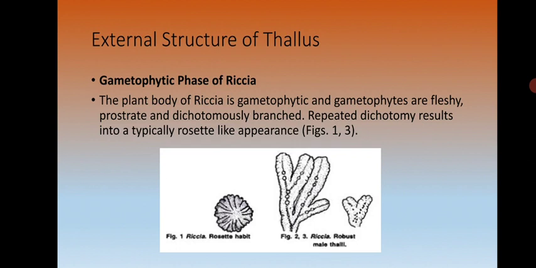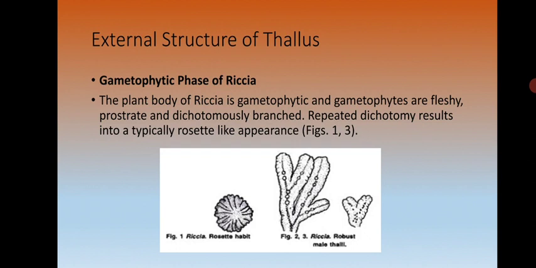There is a depression in the apical portion. It forms a notch where the growing point is located. The scales and rhizoids are present on the ventral side, and scales are multicellular and violet in color. They are marginal in position. The rhizoids are present on the ventral side of the thallus. They are meant for fixation and absorption.